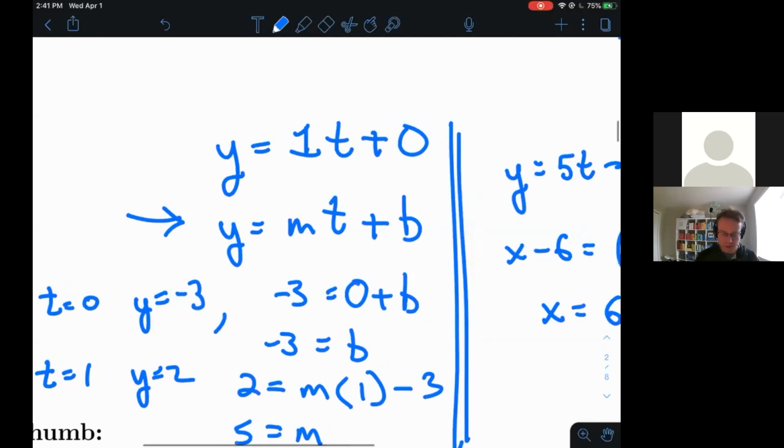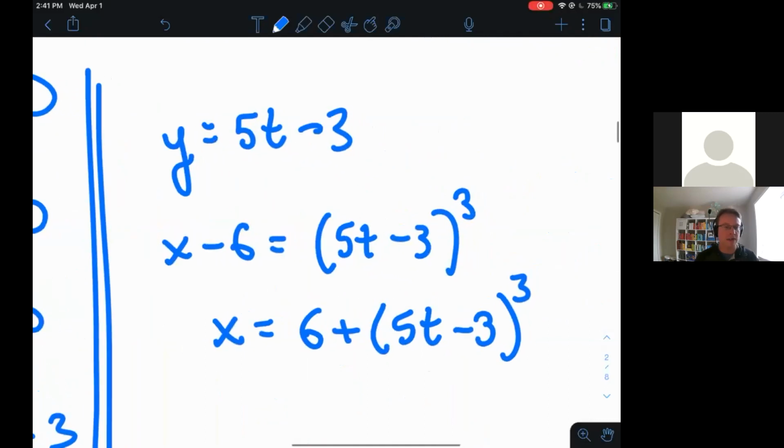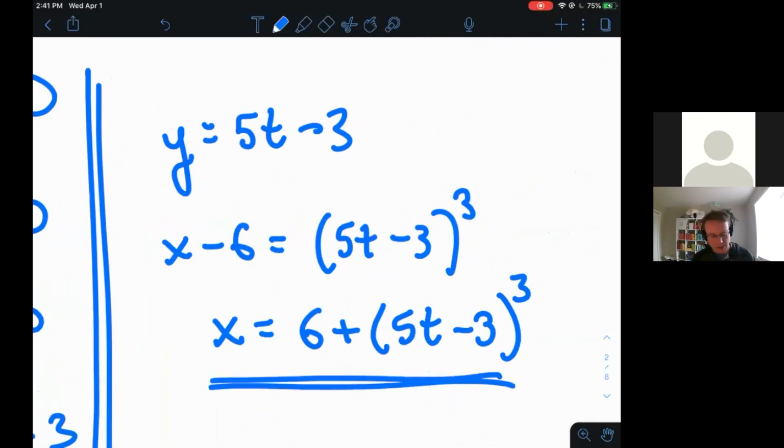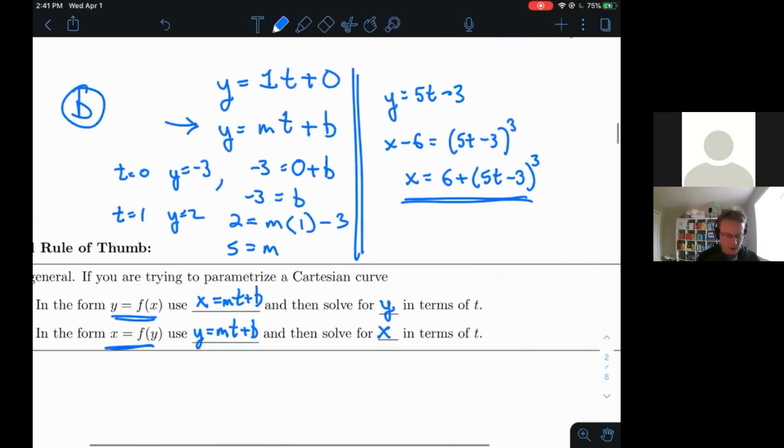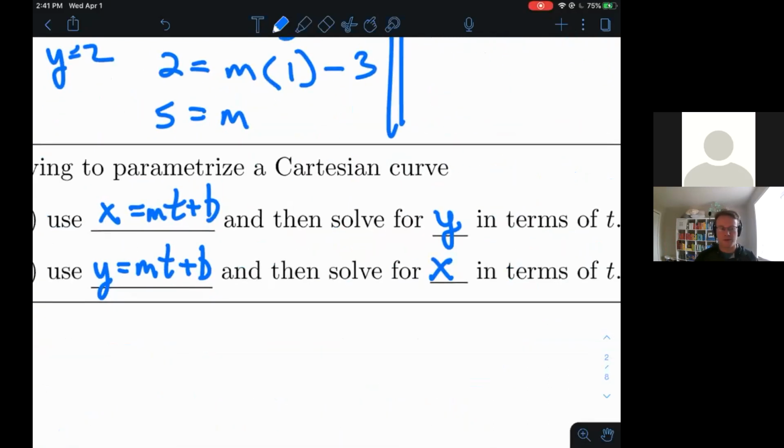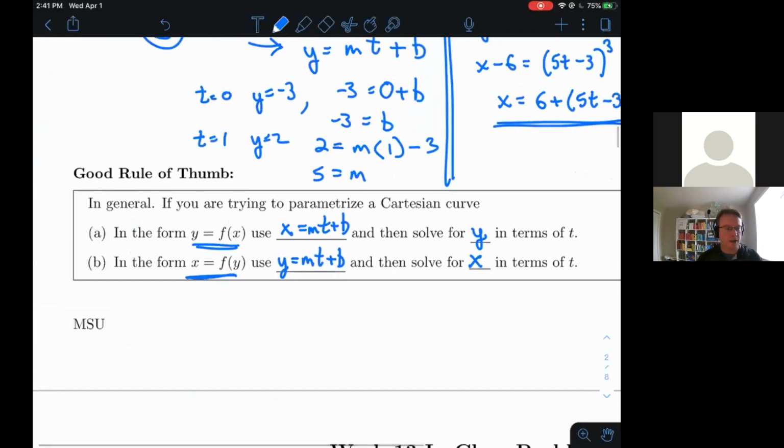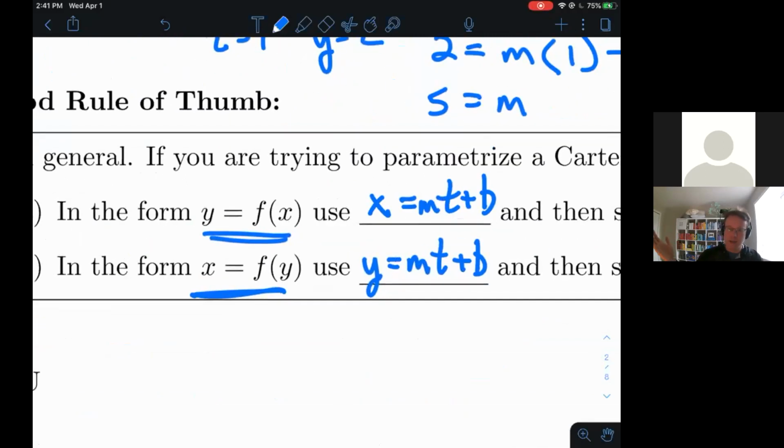Once we have that, so we got y equals 5t minus 3, we can take that and plug it right into our x equation. And so our x equation was 6 plus whatever y was. And so that's what I mean by here at this end, right? Then you can just solve for x in terms of t. You can just plug it in and it becomes very nice. So this right here is a good rule of thumb I found, right? Whenever you have a y equals equation and you have a bunch of x's on the other side, or if you have an x equals equation with a bunch of y's on the other side, this trick works.